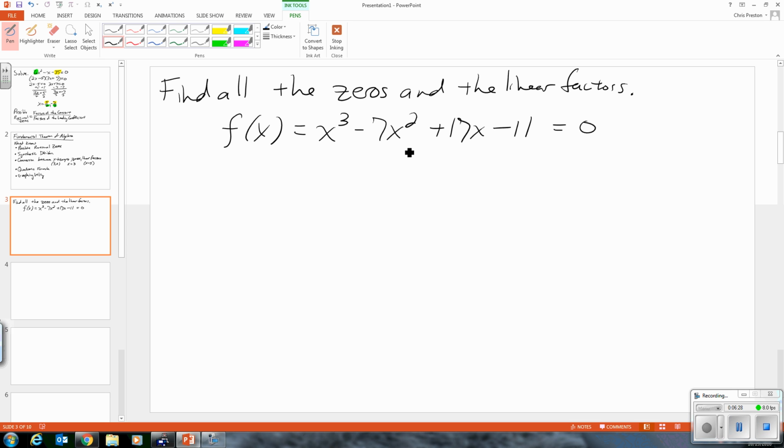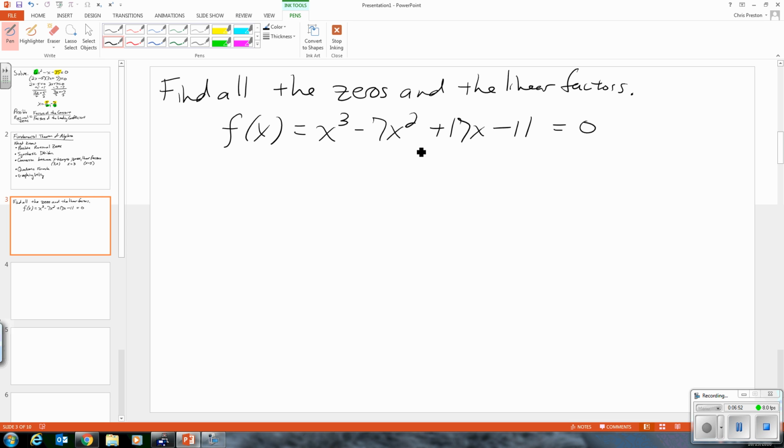I might try that, but what I'm going to find out is grouping is not going to work because the ratio of these first two coefficients has to equal the ratio of coefficients of these second two. And since 1 to negative 7 isn't the same ratio as 17 to negative 11, grouping's not going to work. And then I have things like I could take roots, but when you have these middle terms, that doesn't really work.